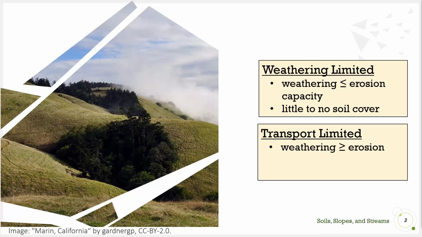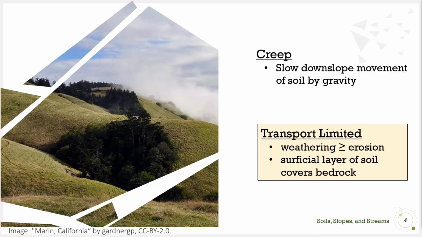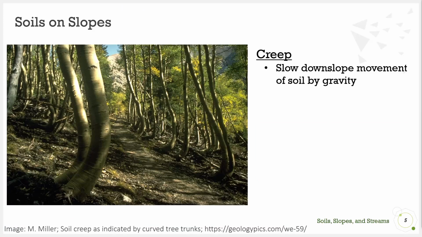In a transport-limited system, weathering capacity exceeds erosion, such that there's a mantle of weathered soil at the surface that's produced more rapidly or as rapidly as it can be eroded. This is the system in which I'll set our stage here. Let's go to a soil-mantled hill slope to talk about how soils are produced and eroded.